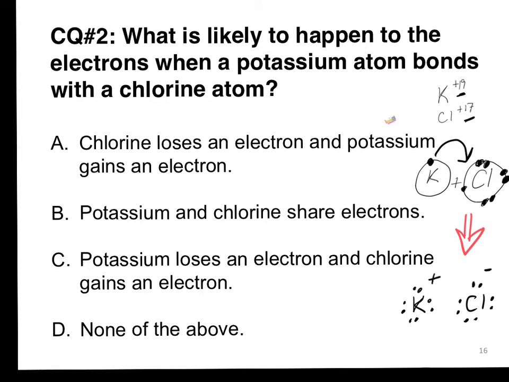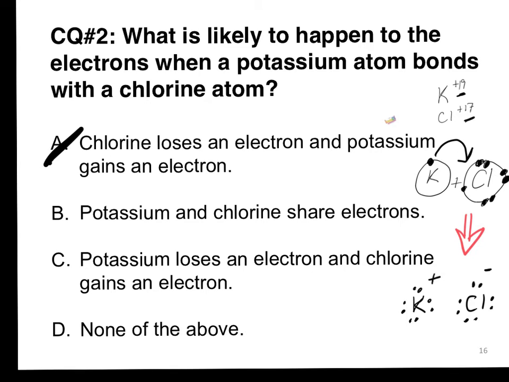So chlorine loses an electron and potassium gains an electron. Is that what happened? Chlorine lost an electron and potassium gained one? No. The opposite happened. So we know that that is not an answer. That's an easy thinking question, checking to see if you understand which one's gaining and losing.